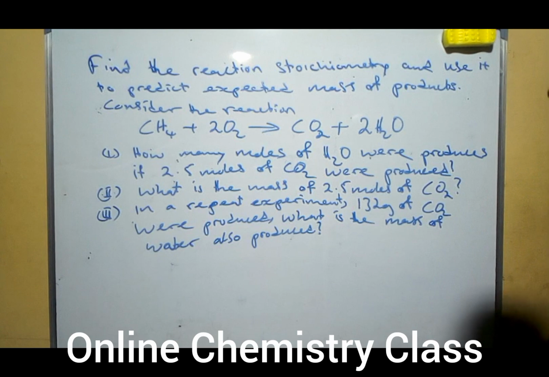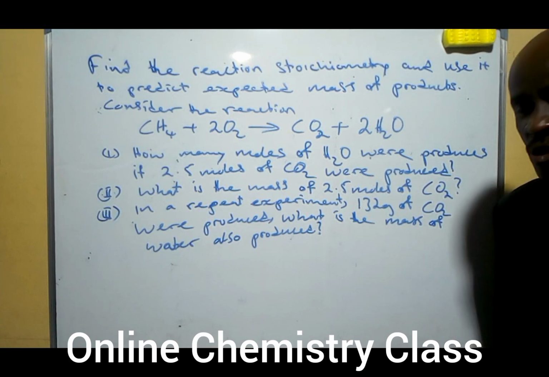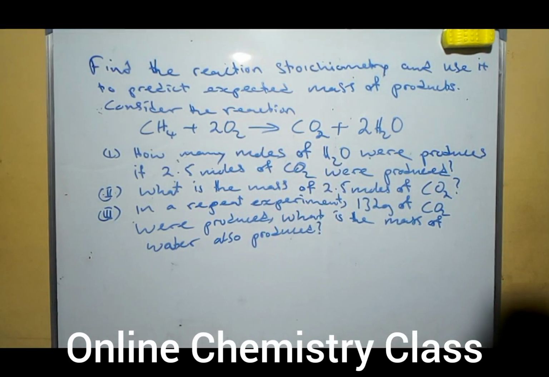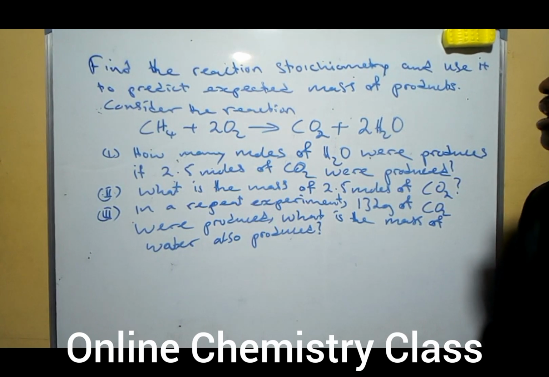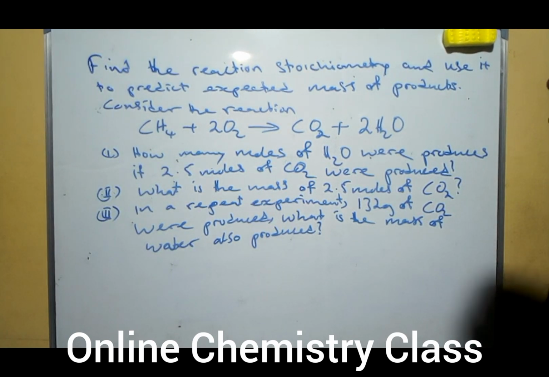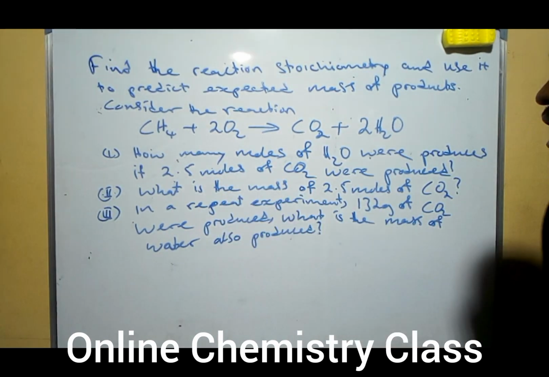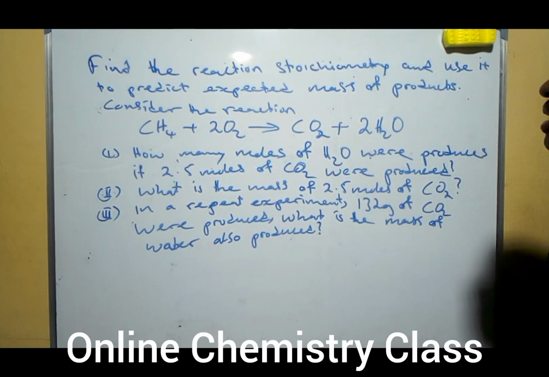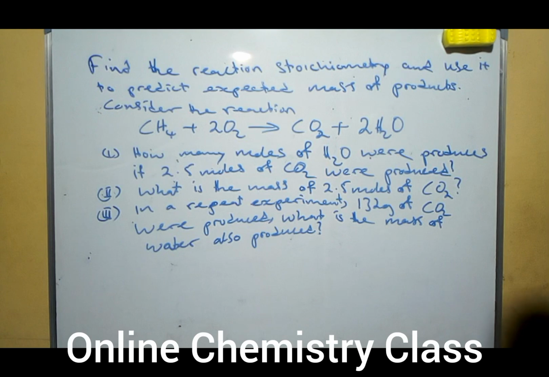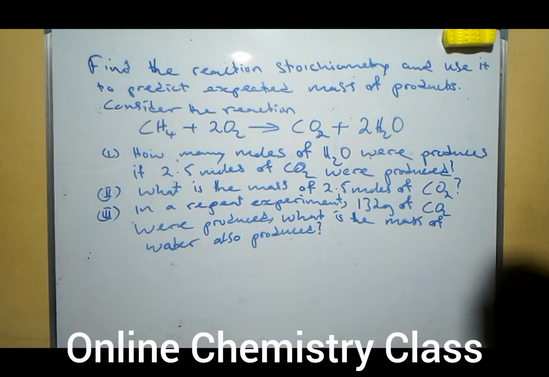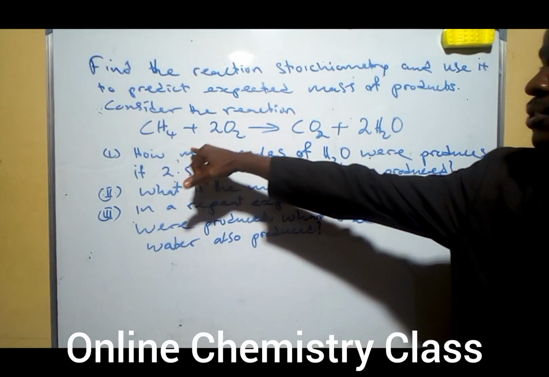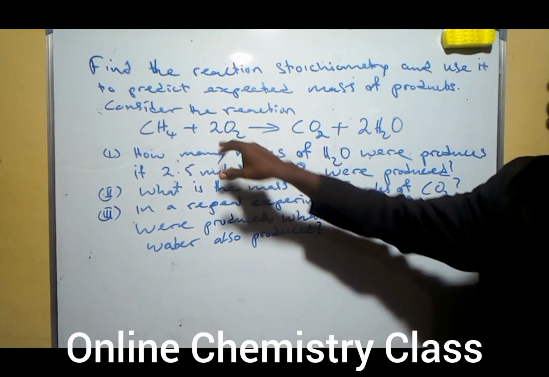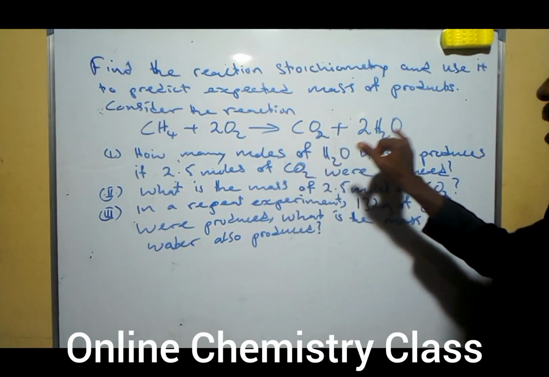Here we'll be looking at the stoichiometric relationship in a chemical reaction. In this chemical reaction, we are going to find out some basic information on how to calculate. From the question we have here, find the reaction stoichiometry and use it to predict the expected mass of products. Consider the reaction of methane combining with oxygen to give us carbon dioxide and water.